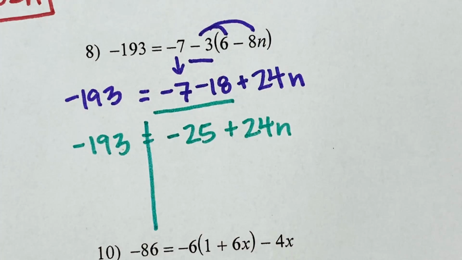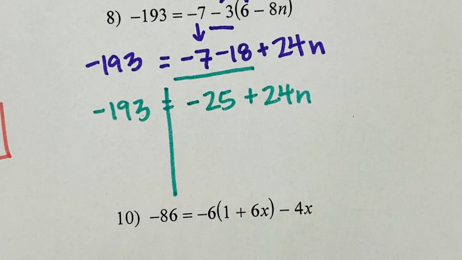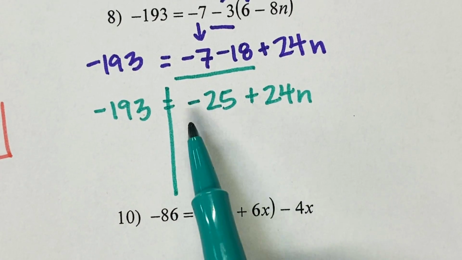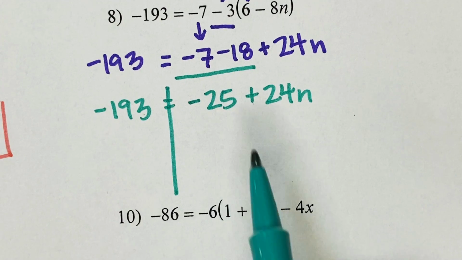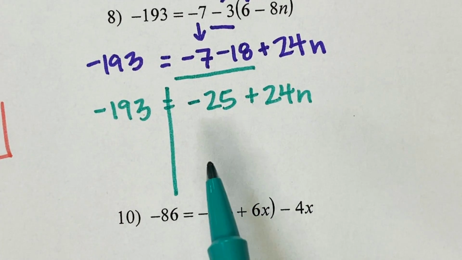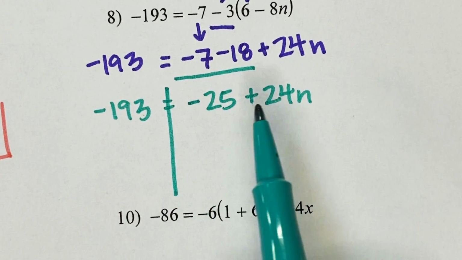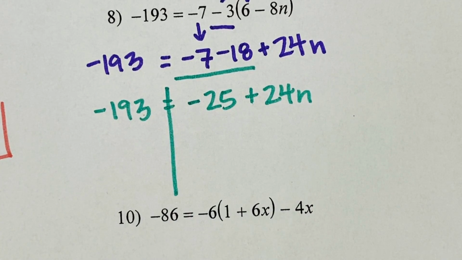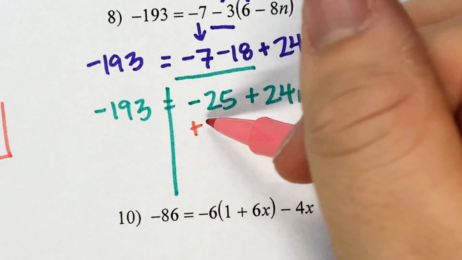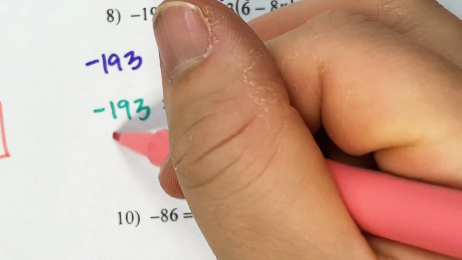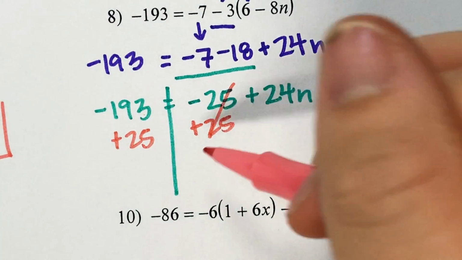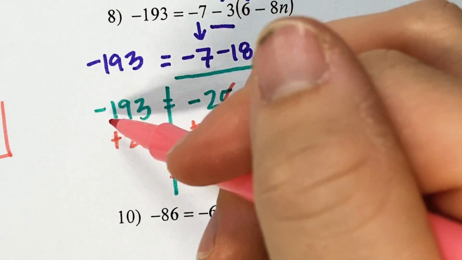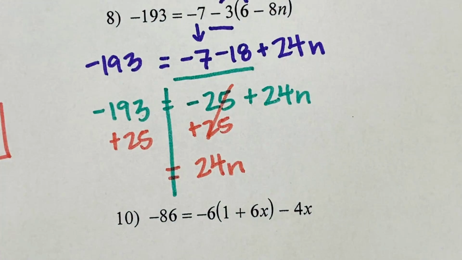So let's draw a line down our equal sign. What is my first step? I have the 24 that's being multiplied to the n, and then I have this minus 25 in front. So which do I need to get rid of first? I need to get rid of this minus 25. So what is the opposite of minus 25? It's going to be to add 25. So we'll add 25 to both sides. I have 24n left over equals negative 193 plus 25. I'm going to do that in my calculator.